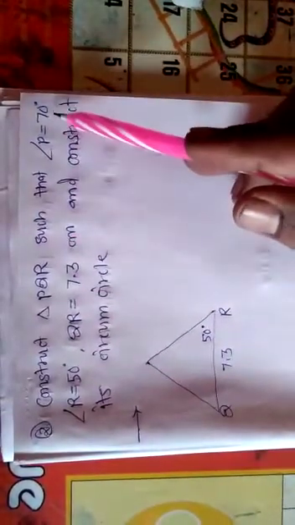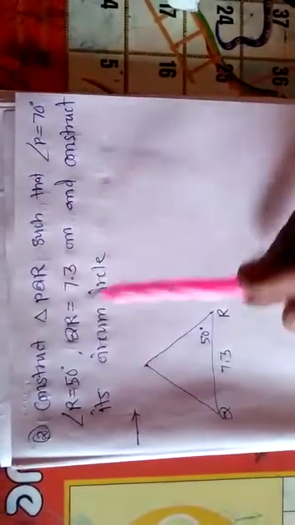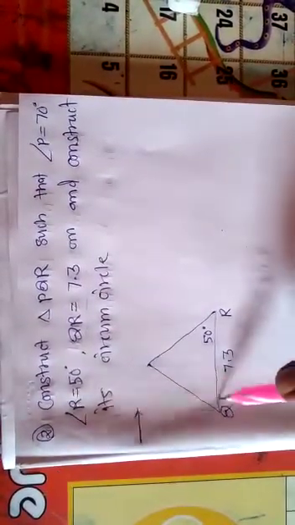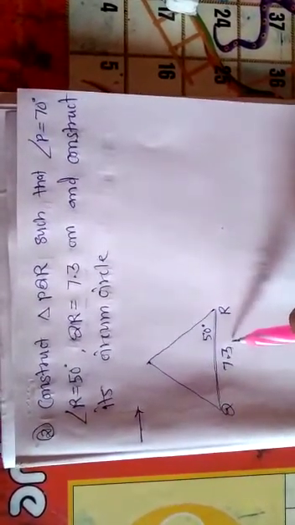Now example number 2. Construct triangle PQR such that angle P is 70 degrees, angle R is 50 degrees, QR is 7.3 centimeters, and construct its circumcircle. So which is the base? QR is the base. First draw a rough figure. Take QR as the base, 7.3 centimeters.